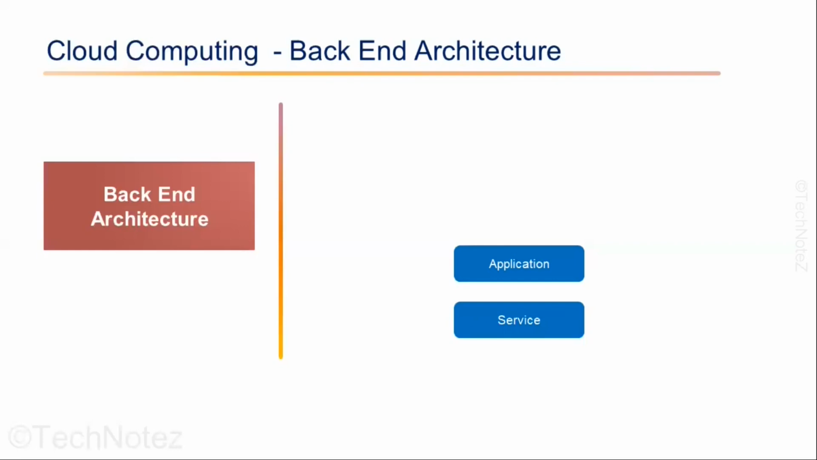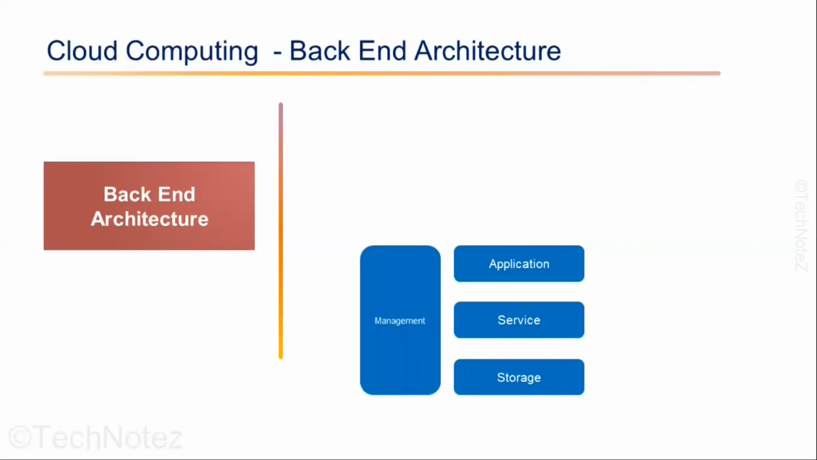It may be software as a service, platform as a service, and infrastructure as a service. Storage. Storage in cloud is where your application's data is stored. It provides a large amount of storage capacity to store and manage the data in the cloud. Management layer coordinates between the front end and back end architecture in a cloud computing system and oversees application, administration, and security of the cloud.